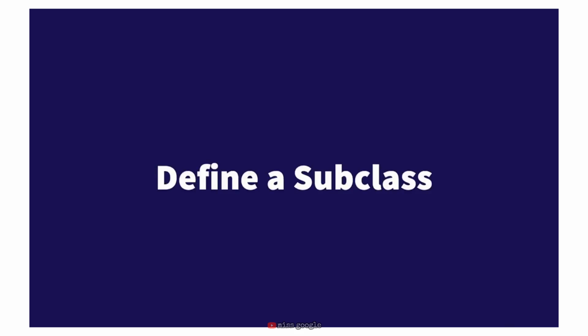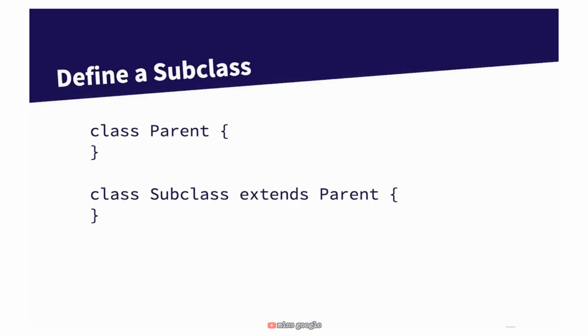Now that we have an overview of how class inheritance works and why we want to use it, let's learn to actually implement it in PHP by defining a subclass. The way that you define a subclass in PHP is by first defining the parent class, just like you normally would, and then you define the subclass in the same way, except that you add another keyword after the class name, which is extends, and then the name of the parent class that you want to inherit from. That's all it takes to make a subclass.